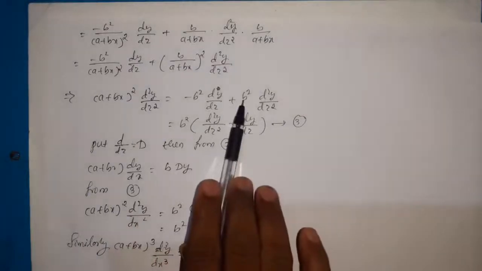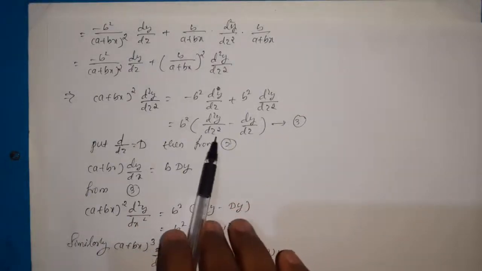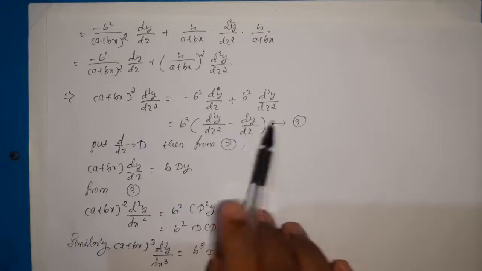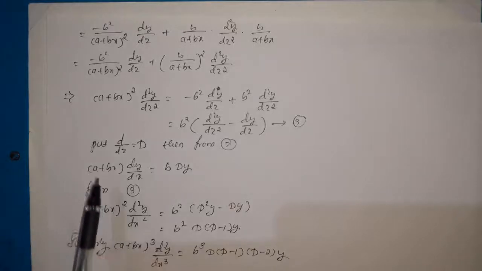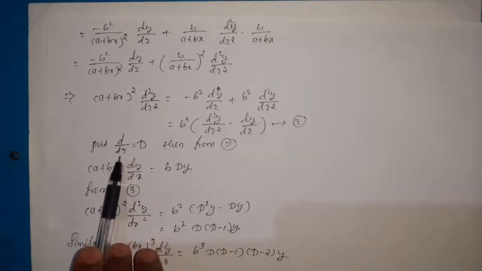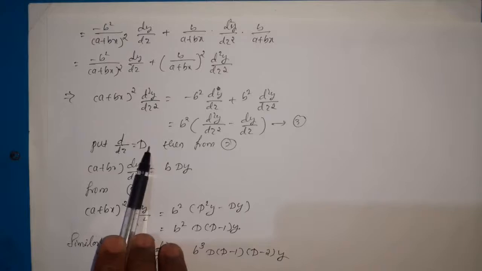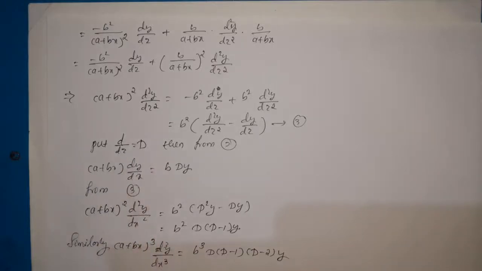Now b square is common, remaining d square y by dz square minus dy by dz, and consider this as equation number 3. Now put d by dz equal to capital D. In the previous case we considered x into d by dx equal to capital D, that is nothing but d by dz only, while solving the linear differential equation of homogeneous form.